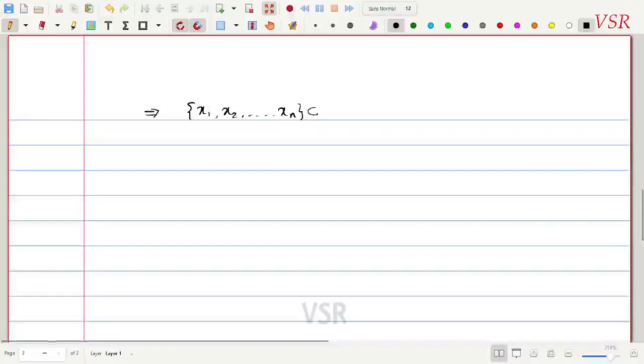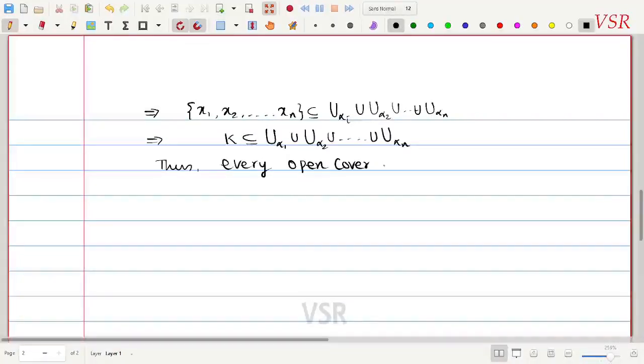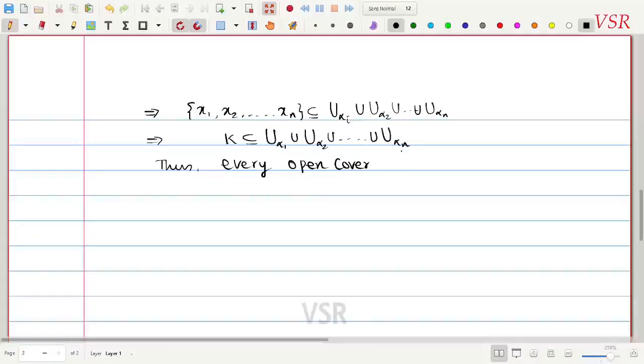Okay, this implies that x1 x2 ... xn will be a subset of, முதல்ல x1 இதில் இருக்கு, union of U alpha 1 இருக்கு, union of U alpha 2 இருக்கு, union U alpha n இருக்கு. So this implies that K is a subset of U alpha 1 union U alpha 2 union ... union U alpha n. Thus every open cover of K has a finite subcover, so this implies that K is compact.